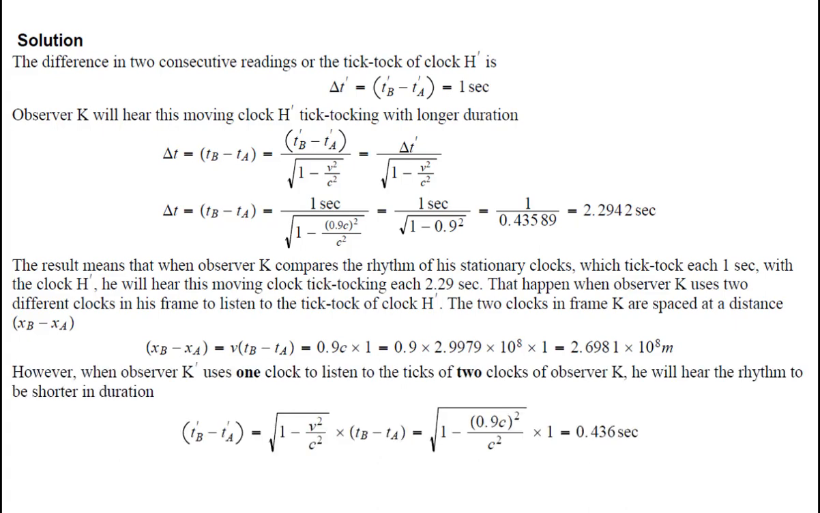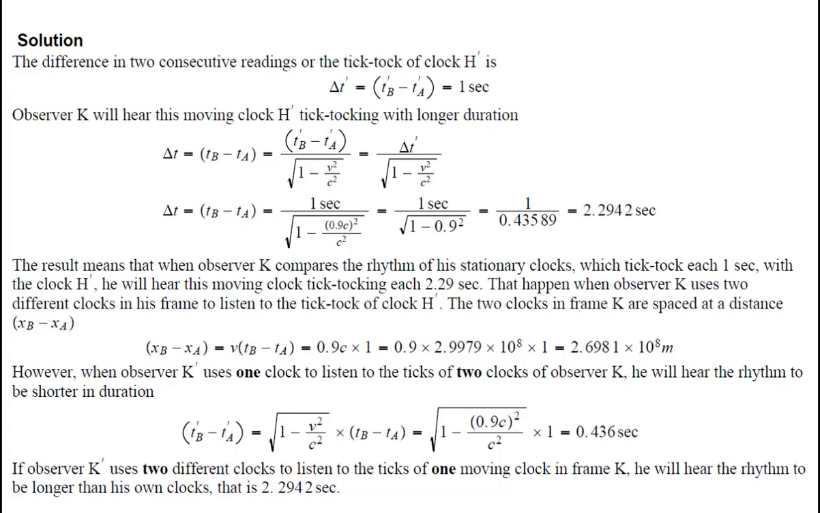However, when observer k' uses one clock to listen to the ticks of two clocks of observer k, he will hear the rhythm to be shorter in duration. Delta t prime equals 0.436 seconds. If observer k prime uses two different clocks to listen to the ticks of one moving clock in frame k, he will hear the rhythm to be longer than his own clocks, that is, 2.2942 seconds.